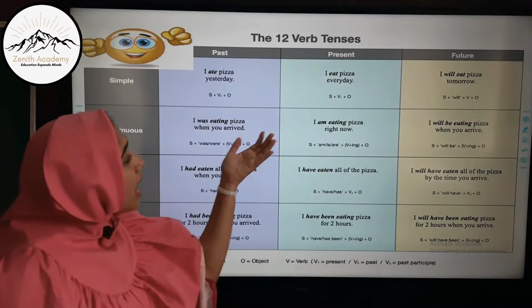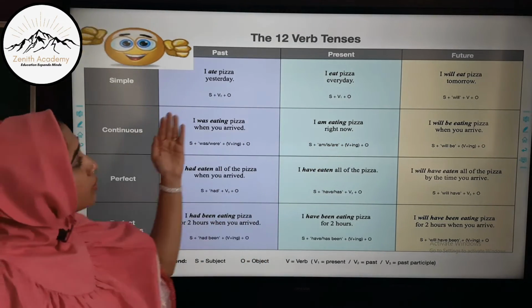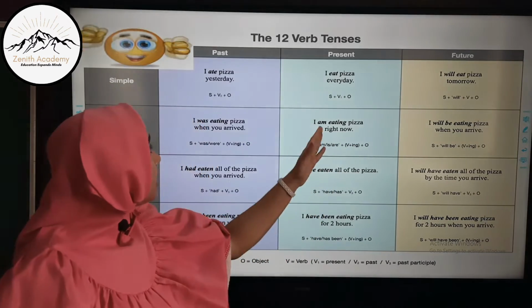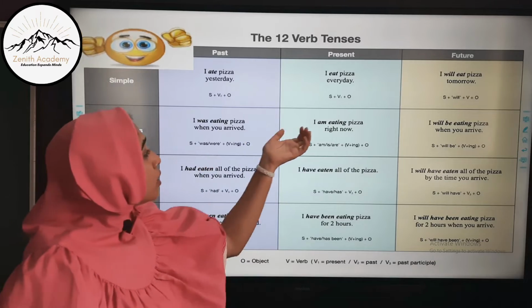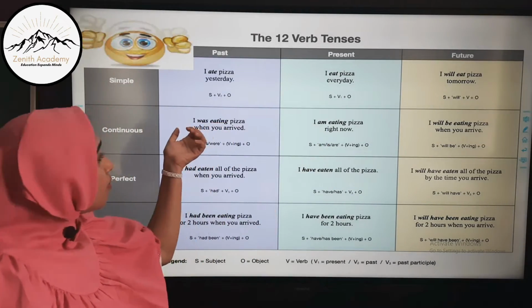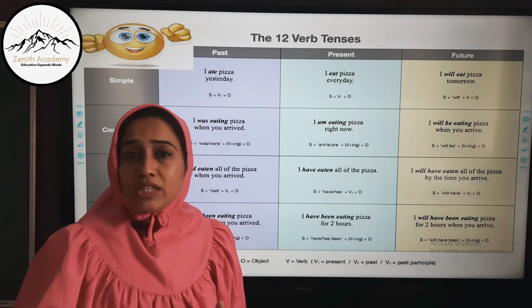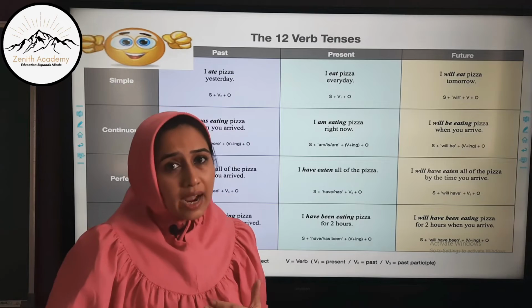The next one is I am eating pizza right now. This sentence is in the present continuous tense. I am eating pizza. The same thing in the past continuous tense becomes I was eating. So am is removed, and instead was is added. Eating remains the same. When you add ing, as we have already discussed, it shows the continuity of your action.